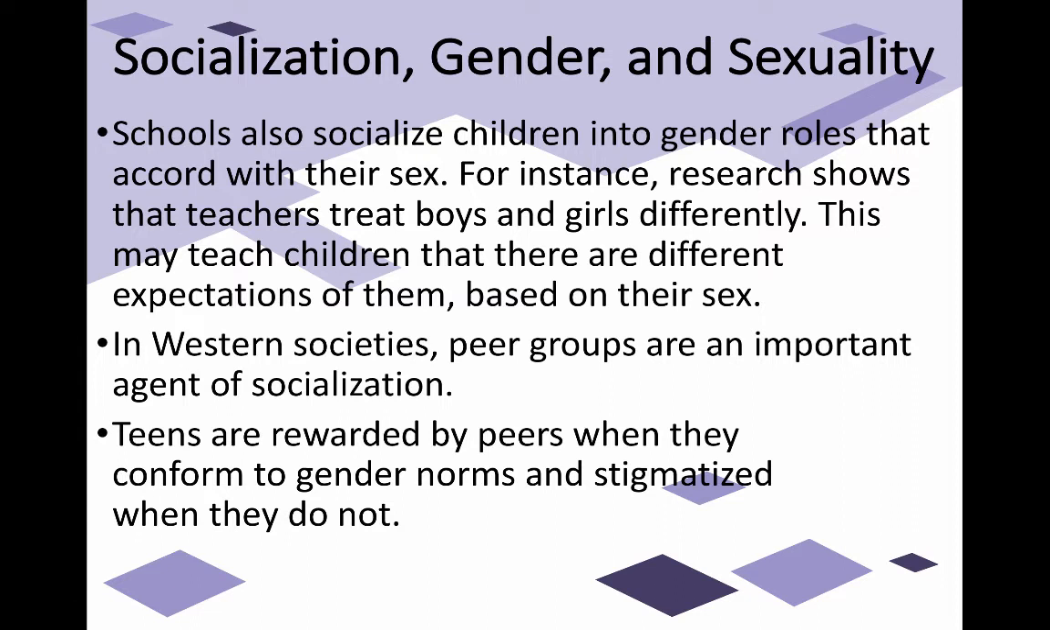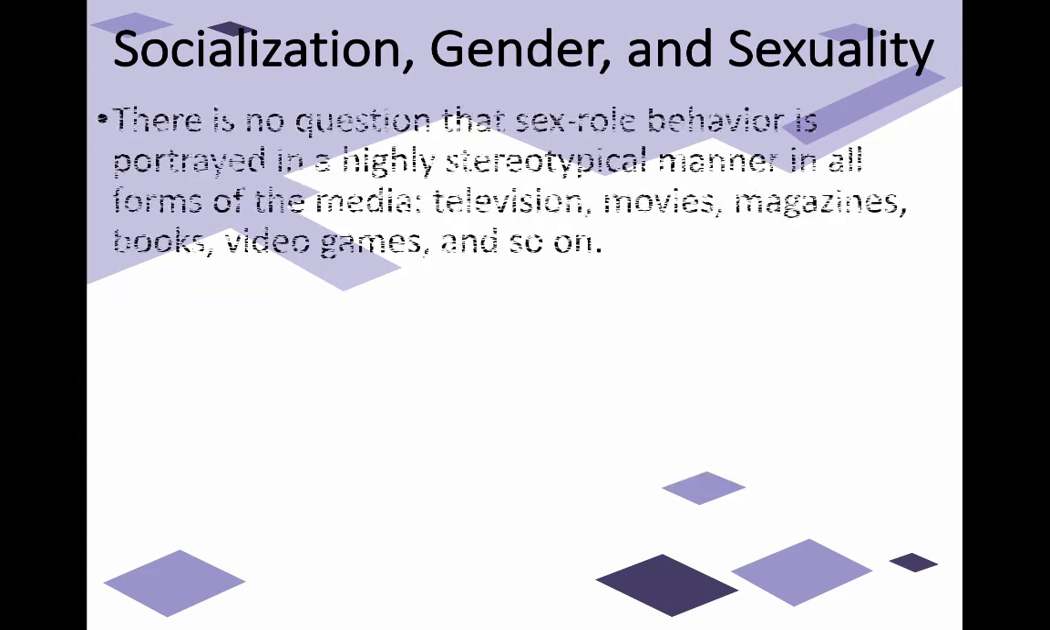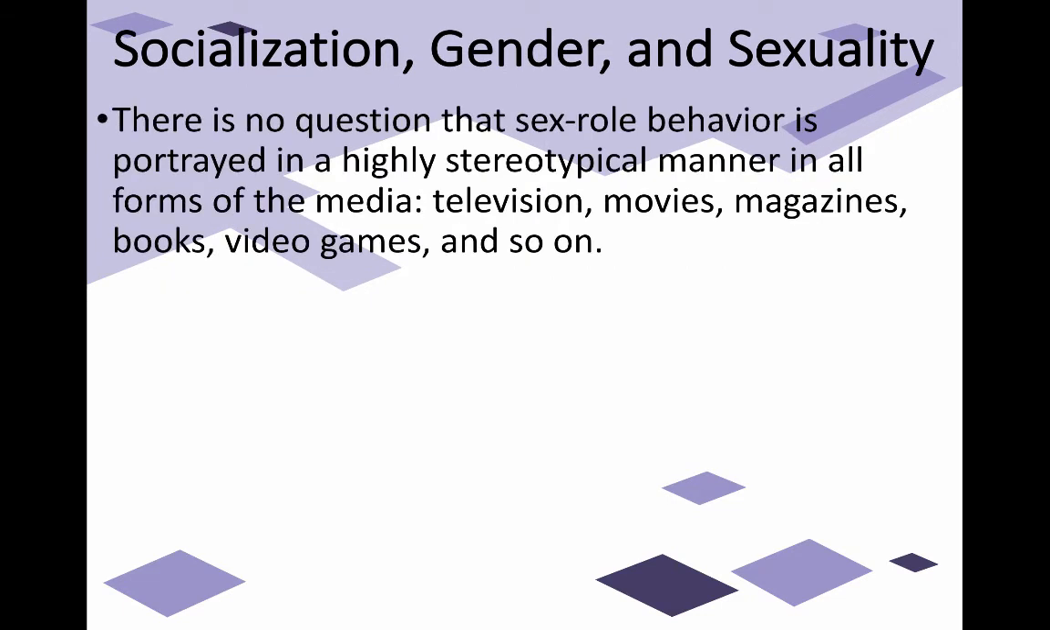For example, as teens, boys tend to gain prestige through athletic ability, their sense of humor, or by taking risks. But girls, on the other hand, tend to gain prestige through social position and physical attractiveness. So when teens receive praise or punishment, they're learning which behaviors are acceptable and which are not based on their gender.